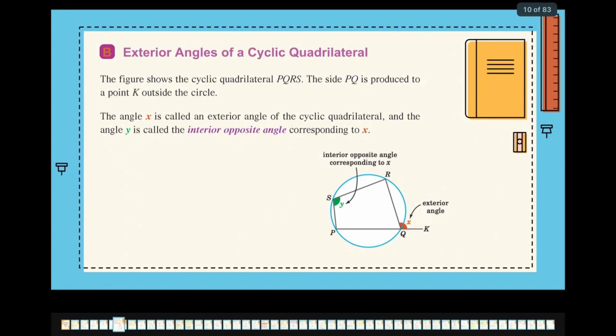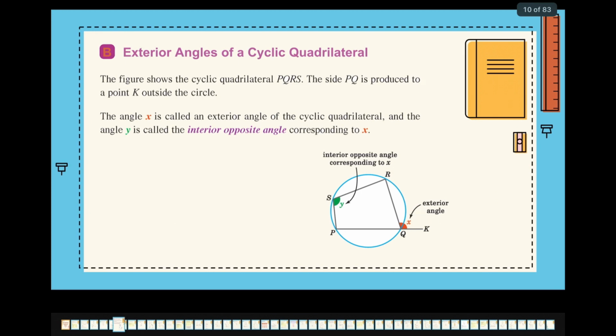First of all, if all four vertices of a quadrilateral lie on the circle, we call it a cyclic quadrilateral. Look at this figure here. We've got this quadrilateral PQRS, and the side PQ is extended to produce a point K outside the circle. In this case, the angle X is called the exterior angle of the cyclic quadrilateral, and angle Y is the interior opposite angle corresponding to X.